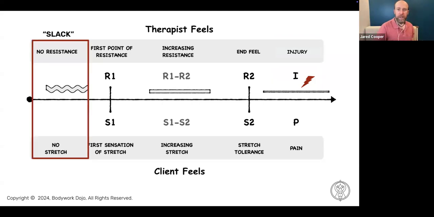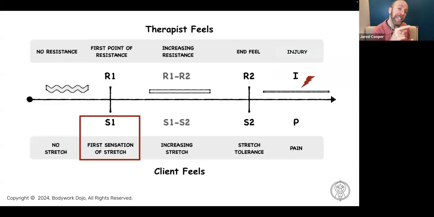Okay, what is S? What is this S? R1, S1, what's S? S is the client's sensation. So now don't pay attention to what you feel in this hand, the therapist. Pay attention to what you feel in this hand, the client. As you bend your wrist backwards, when do you first feel the tissue go on stretch? Not when do you feel it in this hand, when do you feel it in your body? That is the point at which the client says, I'm just beginning to feel a stretch. It's sensation, S1, the first point of sensation.